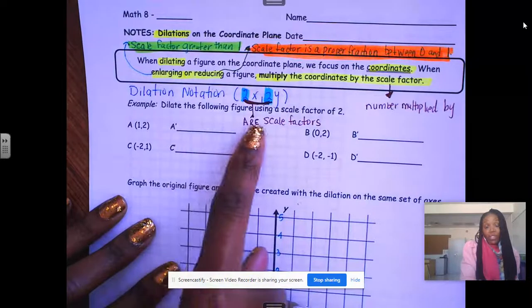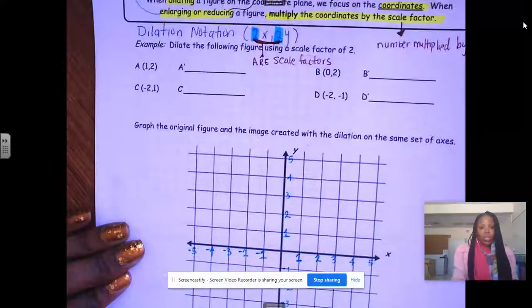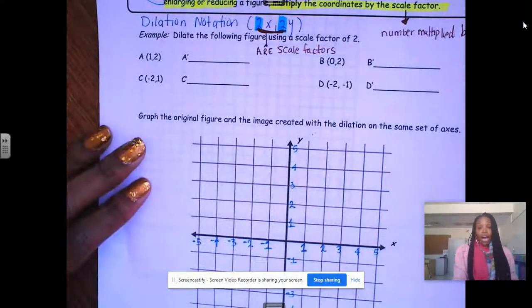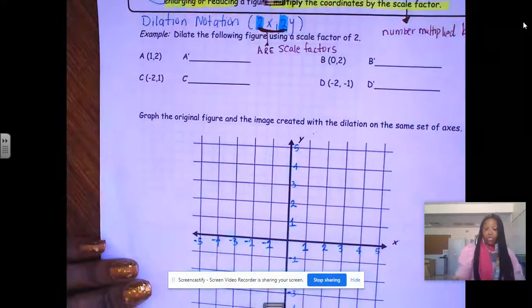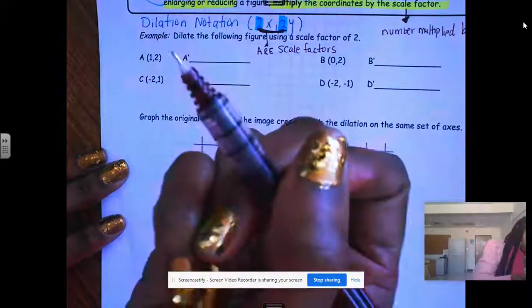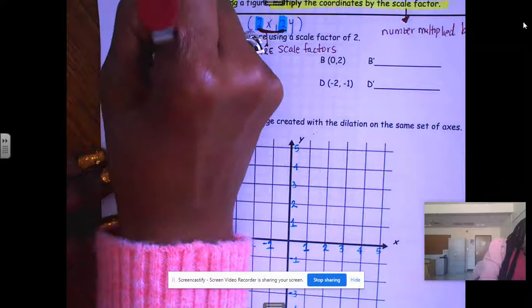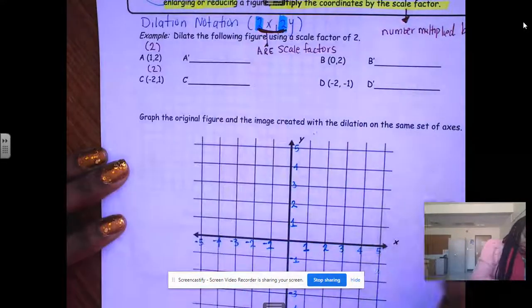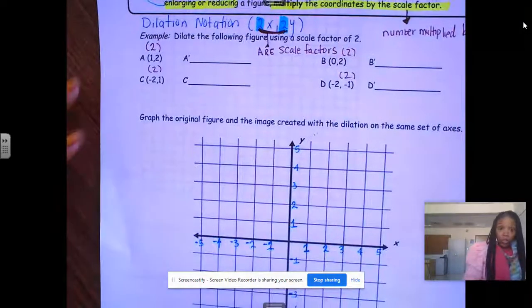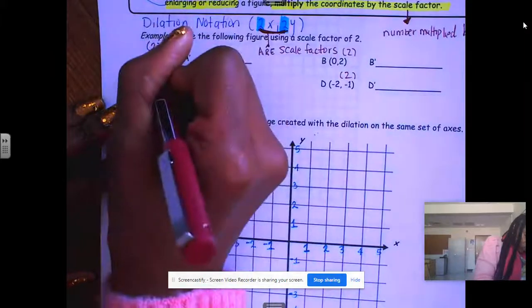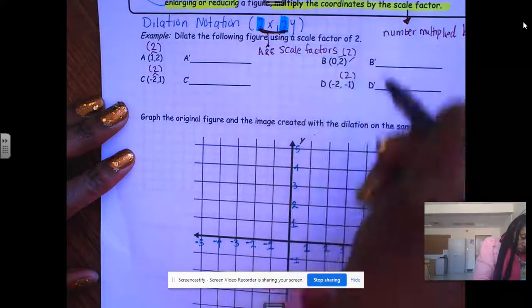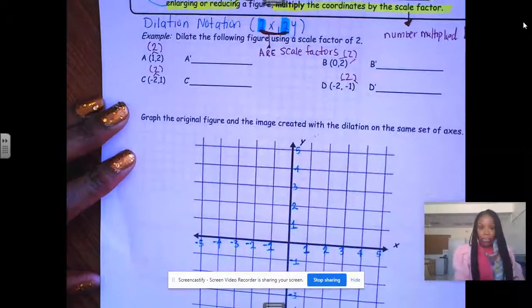It says dilate the following figure using a scale factor of 2. So I'm taking these coordinates and I'm multiplying all of them by 2. Therefore, I'm going to multiply every last one of these coordinates by 2. An easy way to do that is just put the 2 on top in your parentheses, because you'll be multiplying everything by 2. Everything. If you want to, you can even draw little arrows going to both, because it is going to both. To everything. Just know you're multiplying everything by 2.